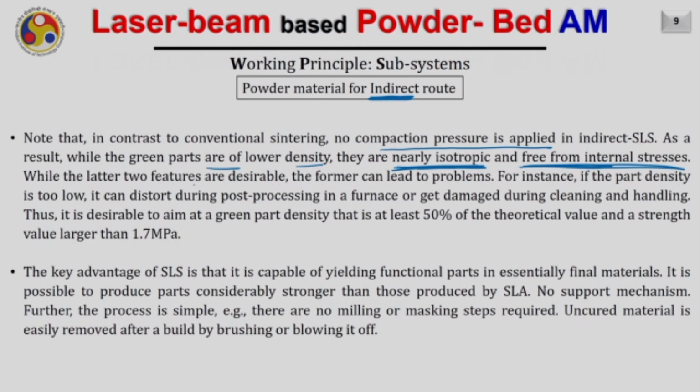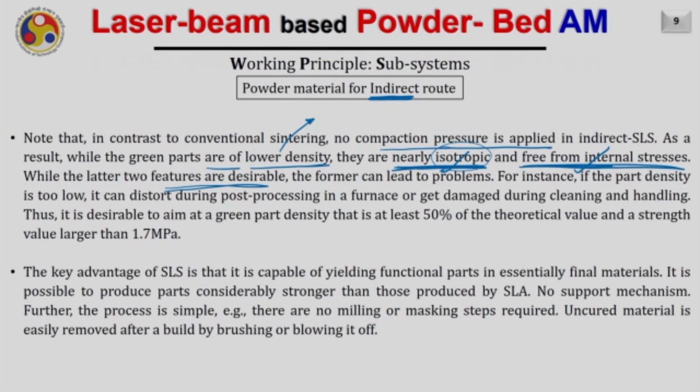While the latter two features are desirable, having a part that is isotropic and free from any internal stresses is definitely desirable, but the former two, that is the green part with lower density, are not really desirable and may lead to some problems because the strength of the part may be less. However, this less strength will be the same everywhere because the part is isotropic, but it is not going to give you very good strength because of the lower density.